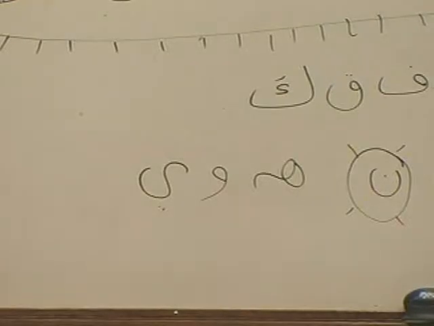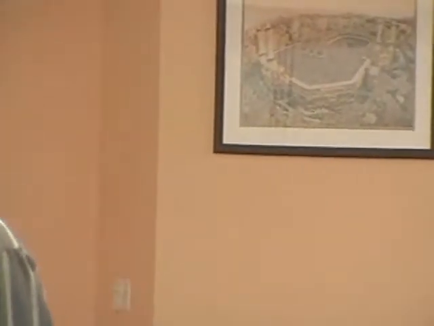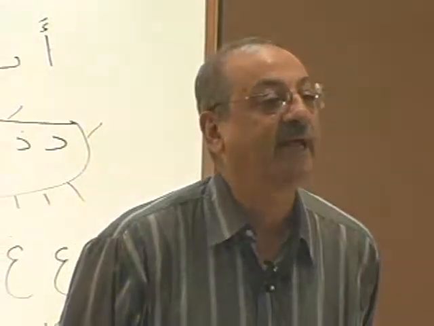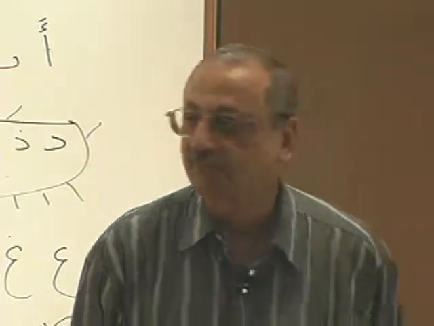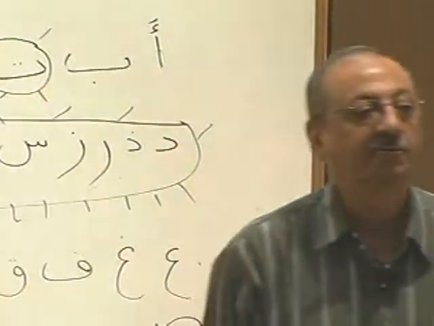Now, since we are doing this, we have to learn little extra things, brother. Hamza. Are you with me? There are two kinds of Hamza. We are going to learn two kinds of Hamza. One is called Hamzatul Wasal, Hamza of assimilation. And the other one is called Hamzatul Qata.